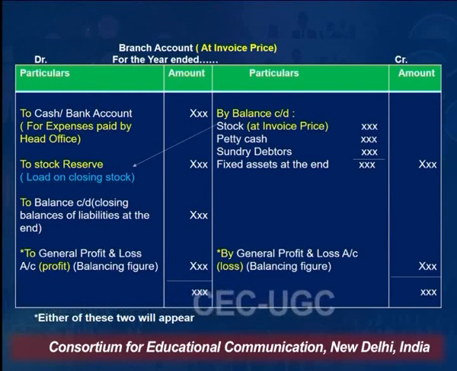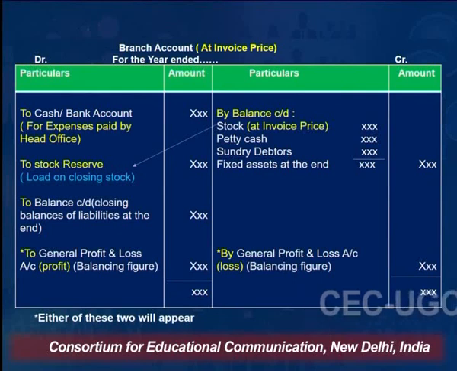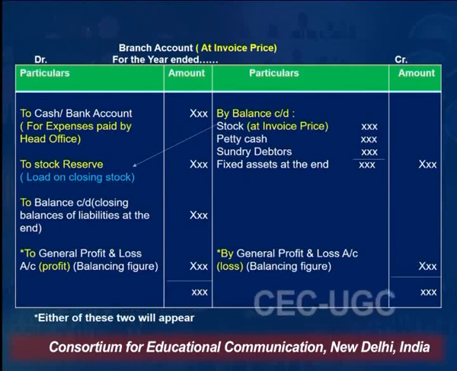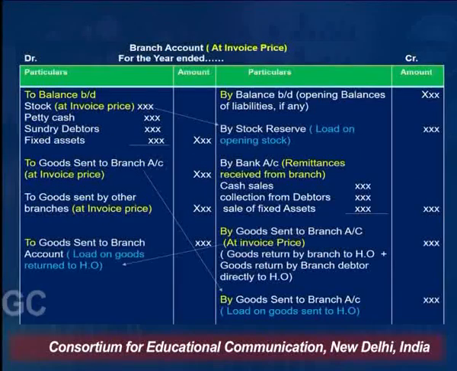At the end, you will be calculating the profit or loss of this branch account. Either there will be a profit or there will be a loss, and this profit or loss will be transferred to the general P&L account, that is, the general P&L account of the head office. So this profit will be depicted there only. Before proceeding further, you need to see one more important thing here.